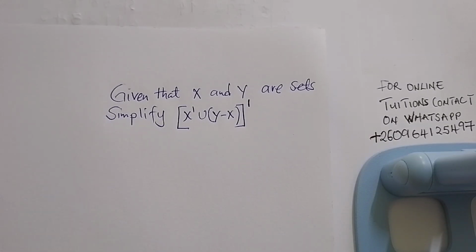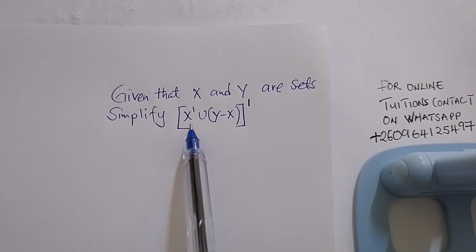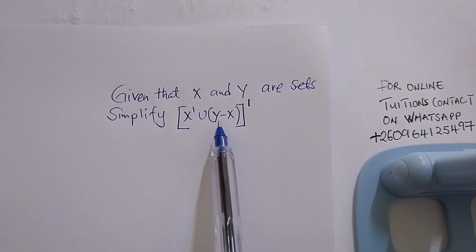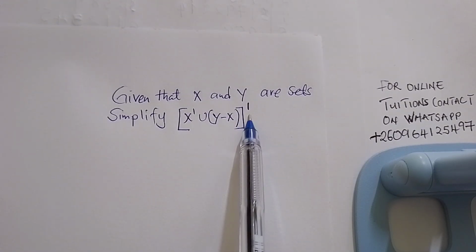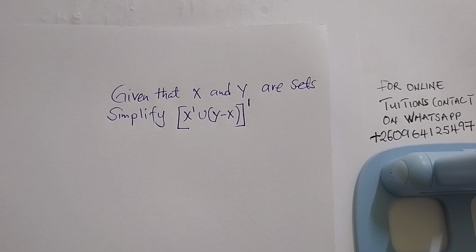I have a question here. Given that x and y are sets, we're asked to simplify this set: x complement union y minus x, and the complement outside. Now, to simplify this, first of all you need to use what we call De Morgan's law.